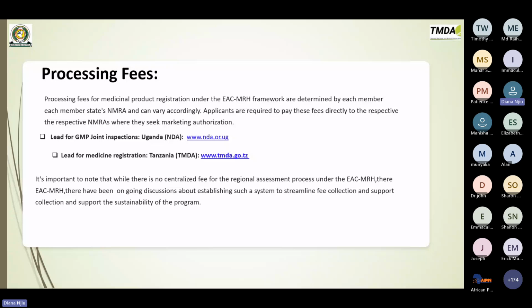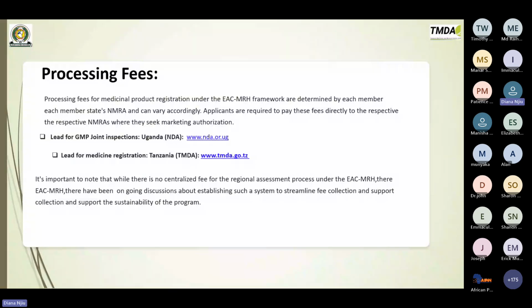So the responsible NMRA for medicine registration is TMDA. The processing fees are available on the website. And also for Uganda, the processing fees can be accessed from their website. So applicants are required to pay these fees direct to the respective NMRAs where they seek marketing authorization.